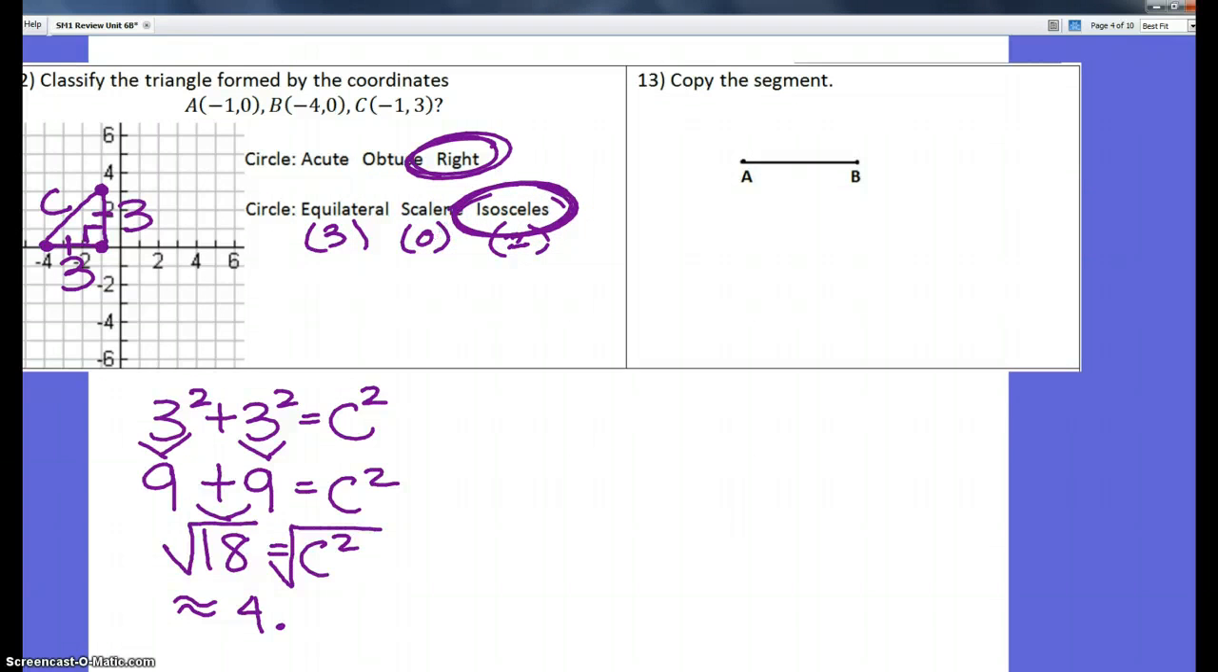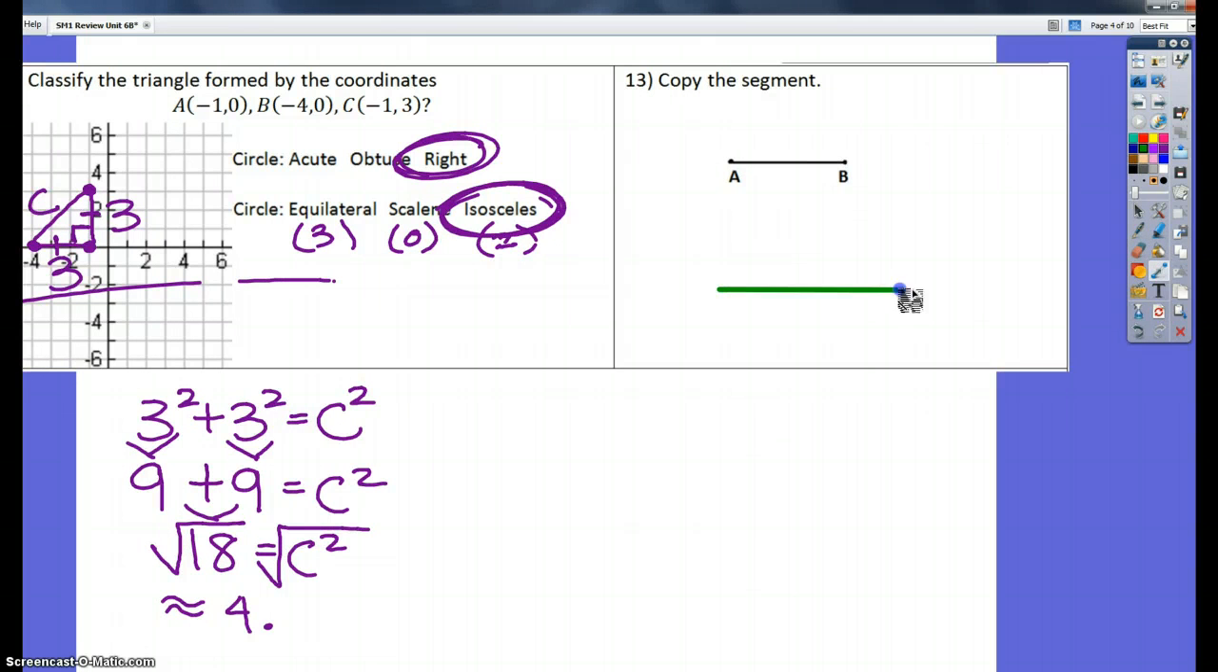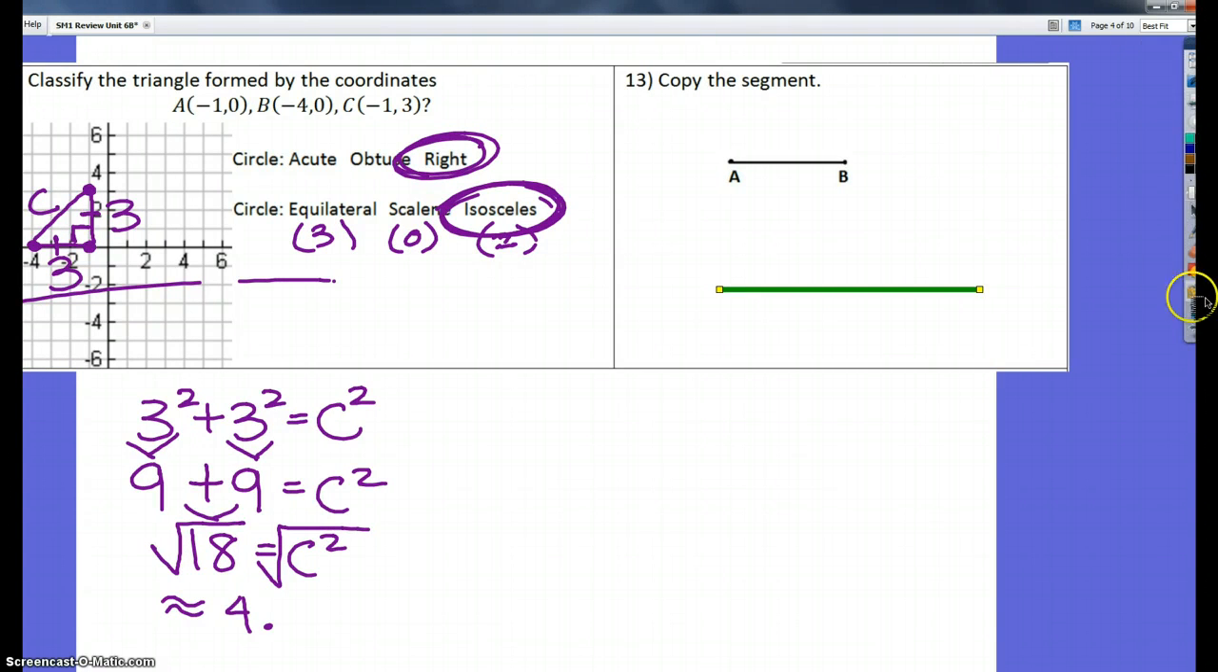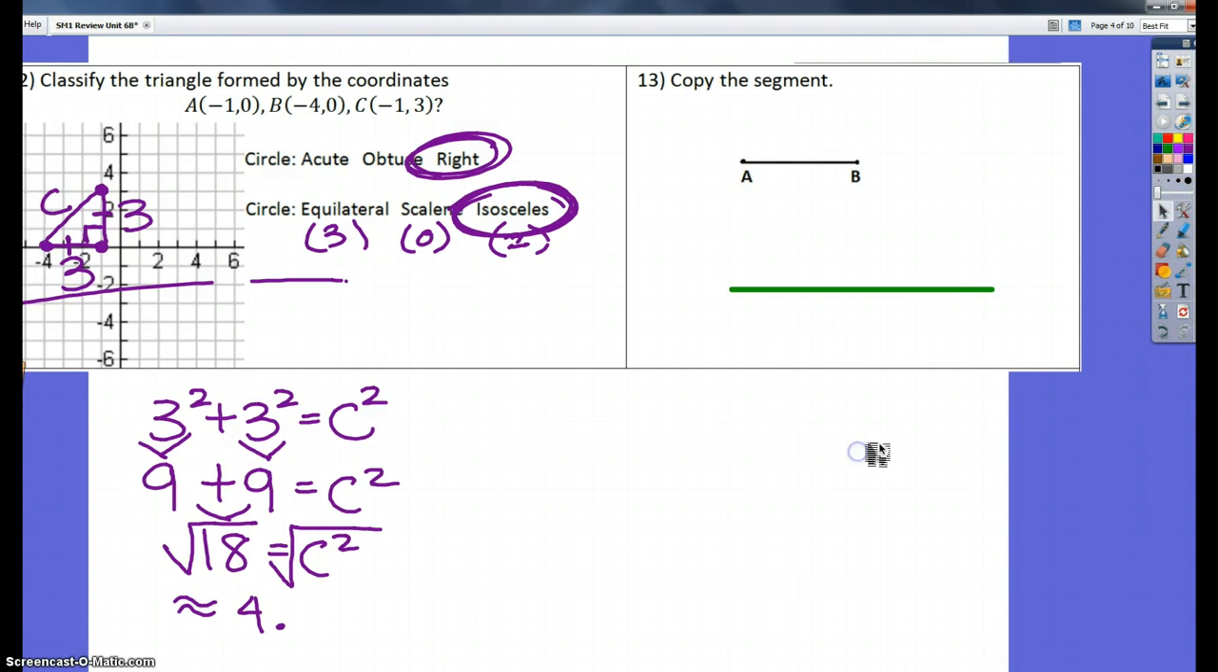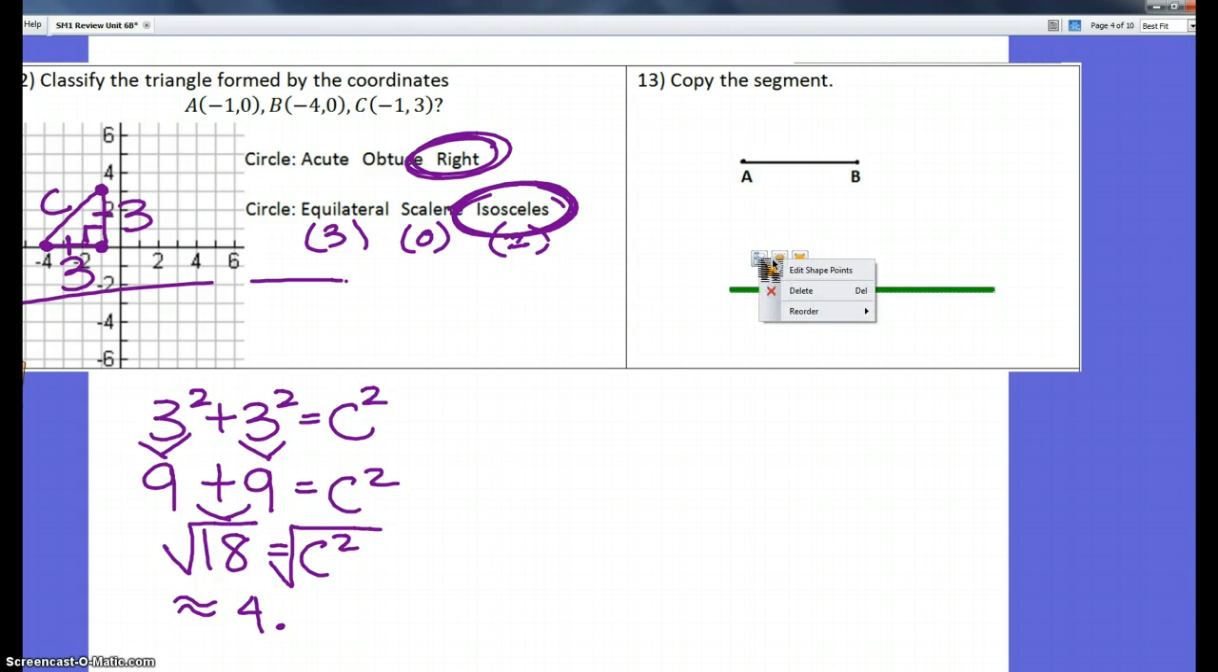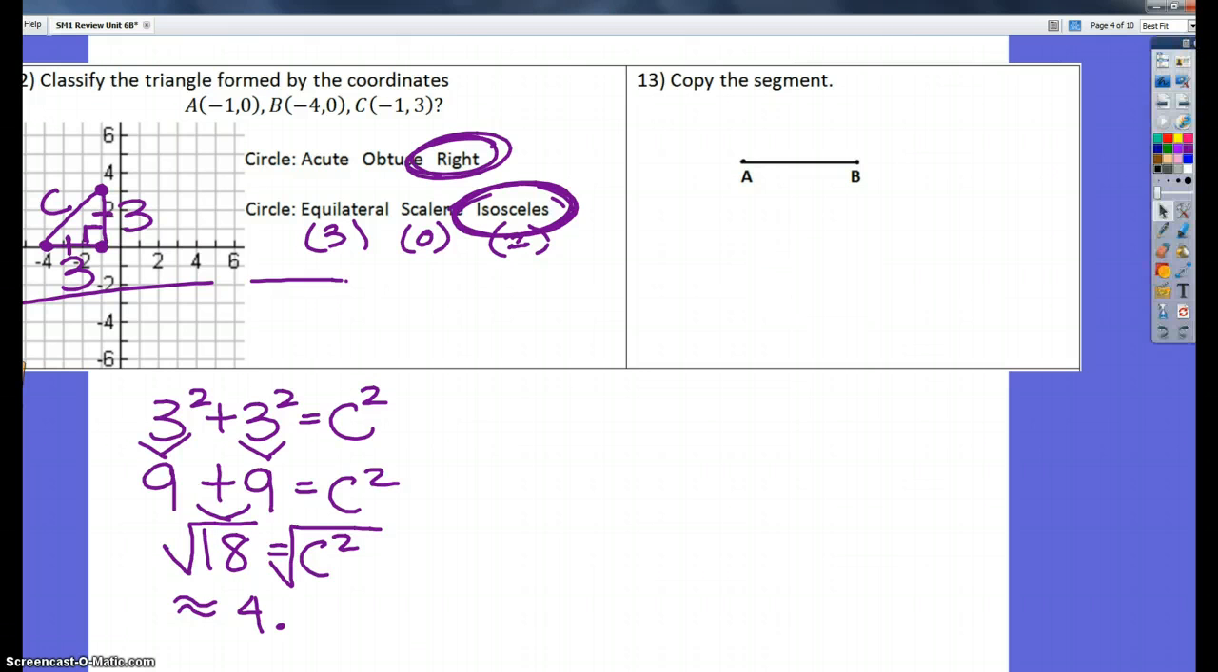For number 13, we're going to copy the segment. So we have to have something to copy onto. So the first thing you need to do to copy is to draw another line segment anywhere. Actually, you could just start with a point. You don't need a full line segment. Let's just start with a point. Change my mind. Let's get rid of this. Delete.